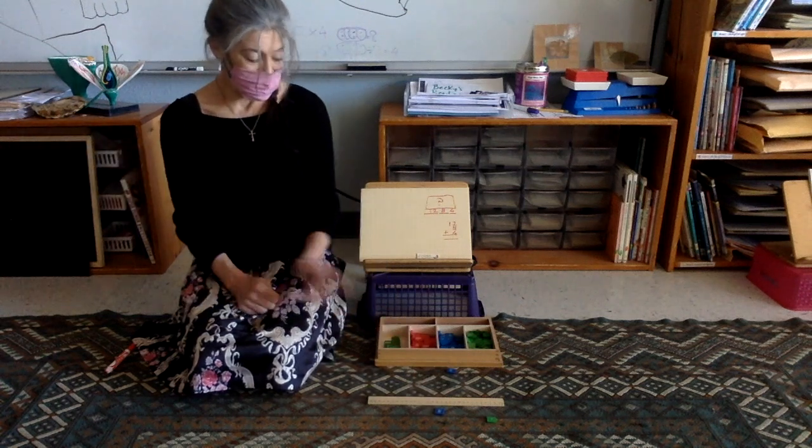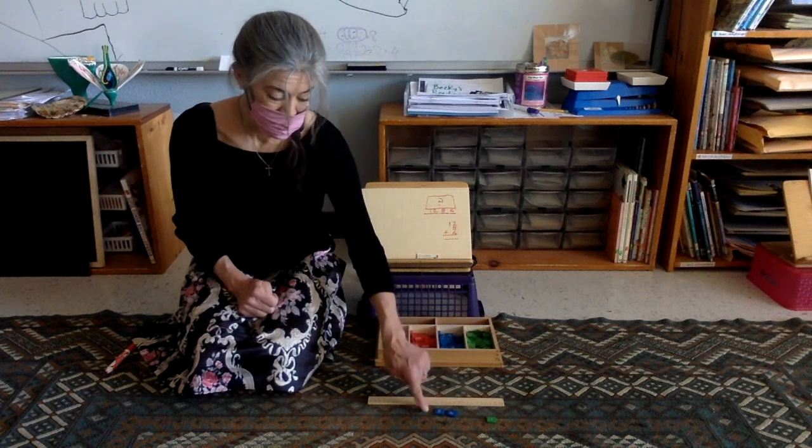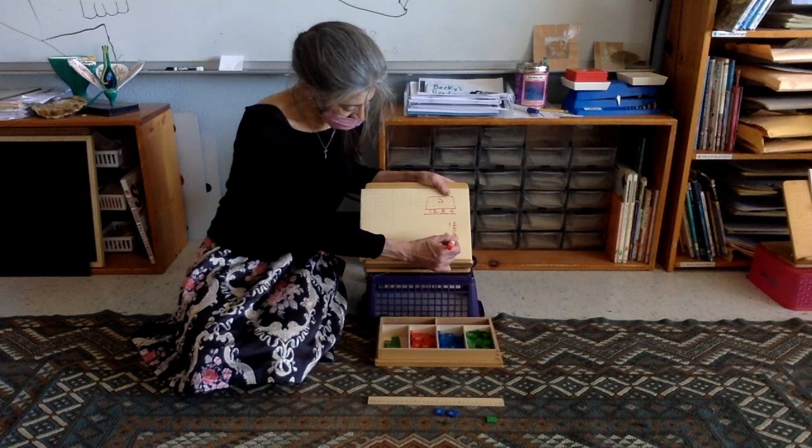And then we add our 10. And there's what we get. The answer is the sum 21. That's a lot of frogs.